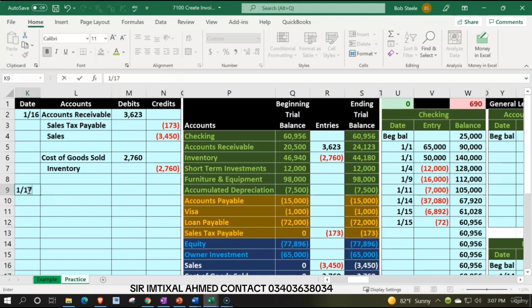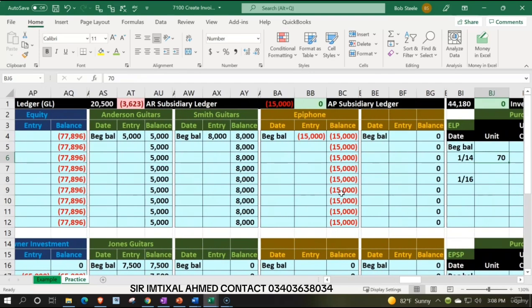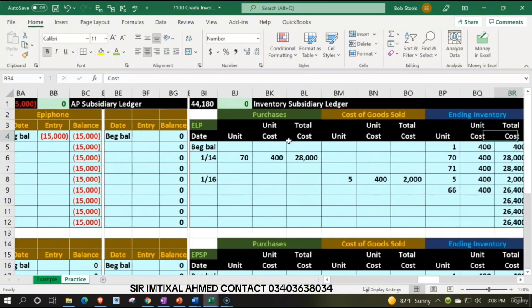So let's say we do it again, another inventory sale. I'm going to go back to the sub ledger. It should tie out now at the 44,180. So if I go way over back to the sub ledger, we're going to say okay. And notice I have to adjust these items too, but we'll get back to that.